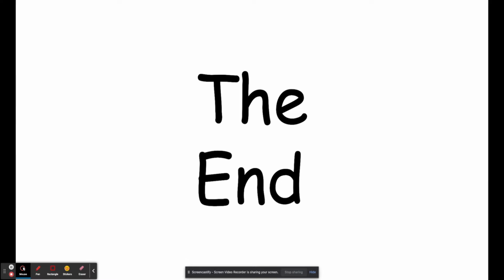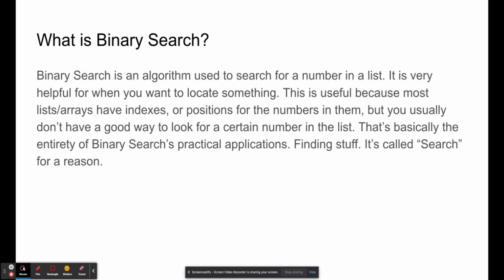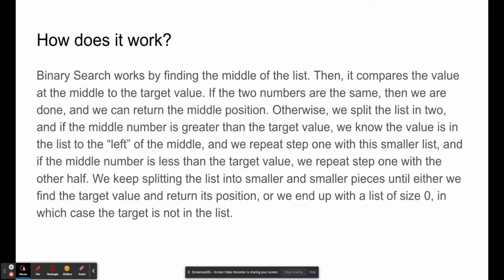The end. Now, in case you were too absorbed in my incredible storytelling skills to actually learn about it, binary search is an algorithm that is used to search for a number in a list. It works by finding the middle of the list and finding which half of the list the target must be in based on if it's larger or smaller than the value at the middle. Then it repeats this process with the new half list and continues until it either finds the target or ends up with an empty list, in which case the target was not in the list.